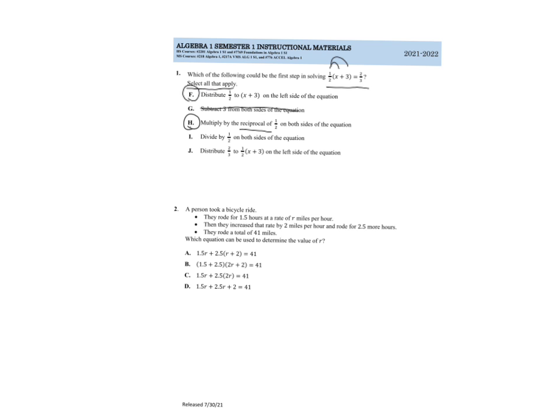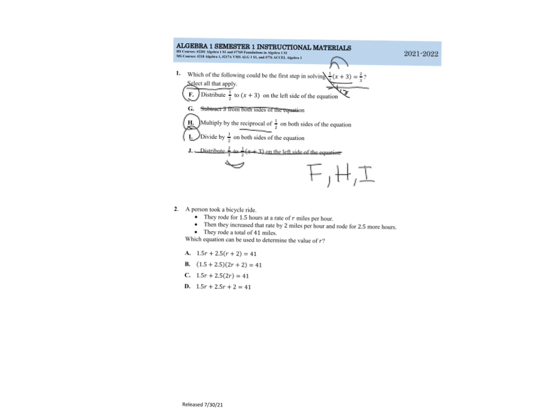I can also think about it, it says divide by 1/2. If I divide by 1/2 on both sides, they would cancel out. Distribute 2/3 to the 1/2? What does that even mean? That doesn't even make sense. And so the answer to this one would be F, H, and I.